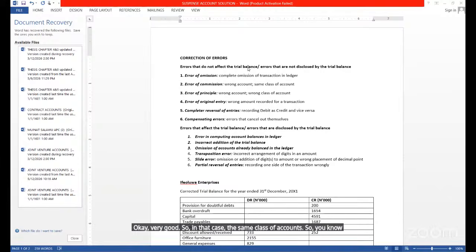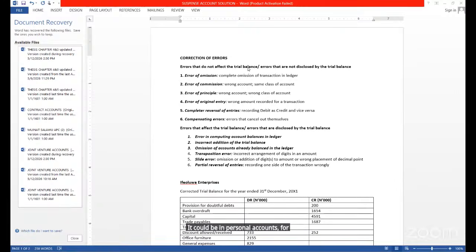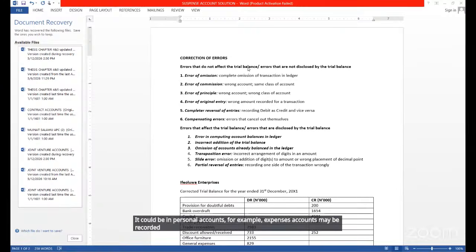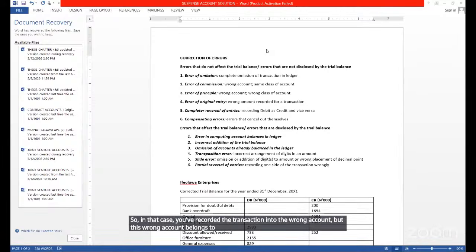So you know our classification of accounts, the same class. It could be personal accounts. Using the example I used, Bola and Bolu, the same class of accounts. Or it could be impersonal accounts. For example, expenses account. Maybe you recorded rent into electricity. Are we together? Yes, ma'am. So in that case, you've recorded the transaction into the wrong account, but this wrong account belongs to the same class of account as the original account you should have recorded into, the correct account. That is error of commission.